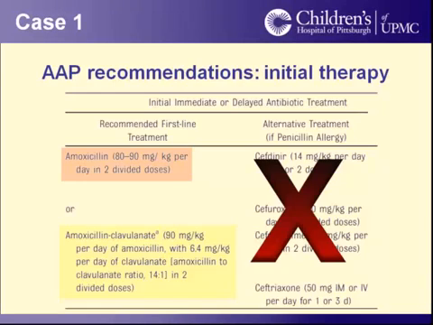AAP recommendations for initial therapy have not changed for some time, and you can see here that they highlight amoxicillin as a first-line therapy or amoxicillin clav. I will say that with the increasing amount of Haemophilus influenzae that we're seeing and the increasing production of beta-lactamases, amoxiclav is a very acceptable first-line therapy and what I recommend to our residents as well.